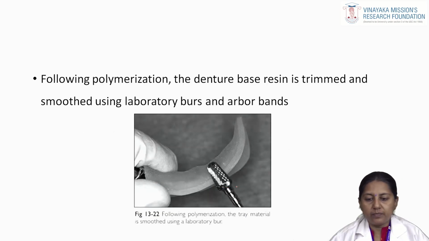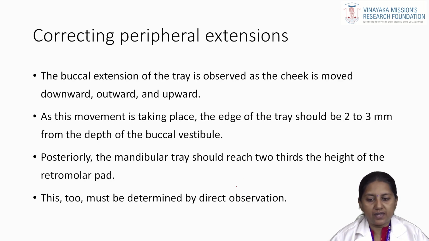Following polymerization, the denture base is trimmed and smoothened using laboratory burrs and arbor bands. Correcting the peripheral extension. See, it is a simple procedure. You must have been doing border molding in your clinics. So what is the first step?